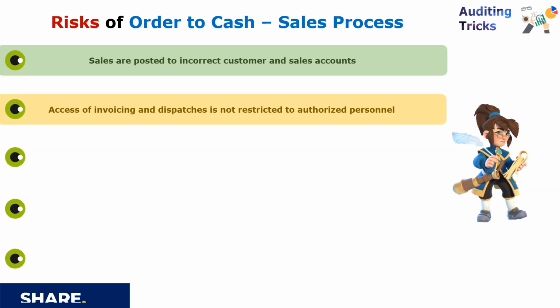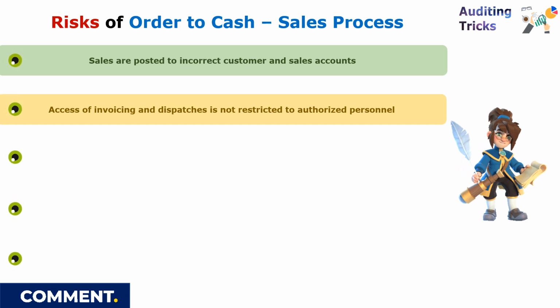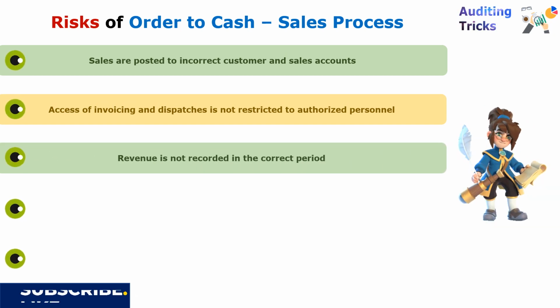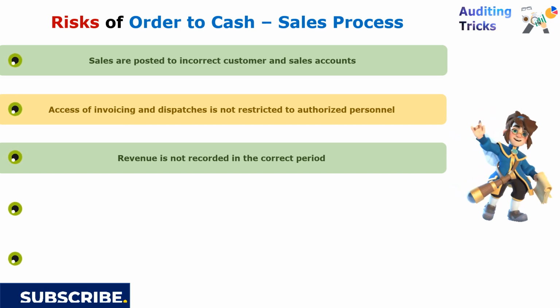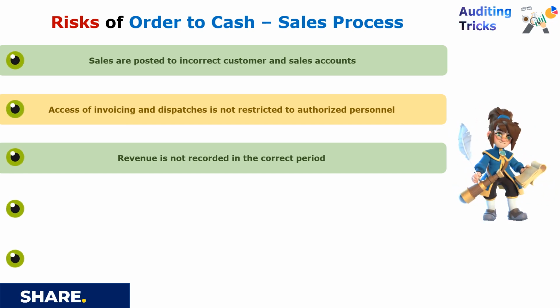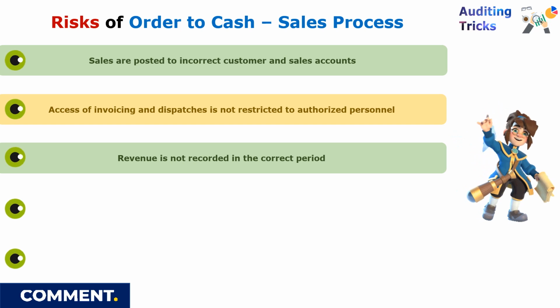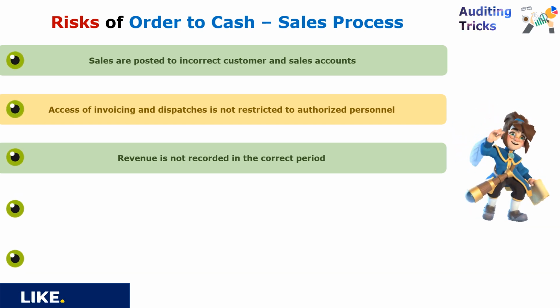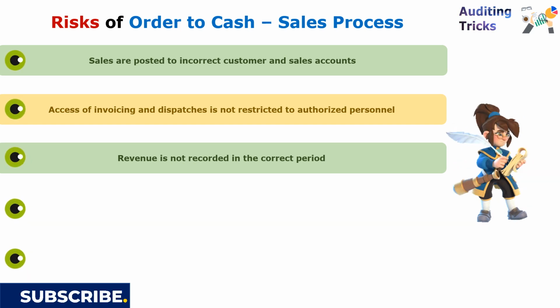The next one is related to the dispatch process. Revenue is not recorded in the correct period. Here we need to ensure that there is no delay in posting the sale entry and revenue booking. It is not a fraud risk and can be rated as a medium risk.